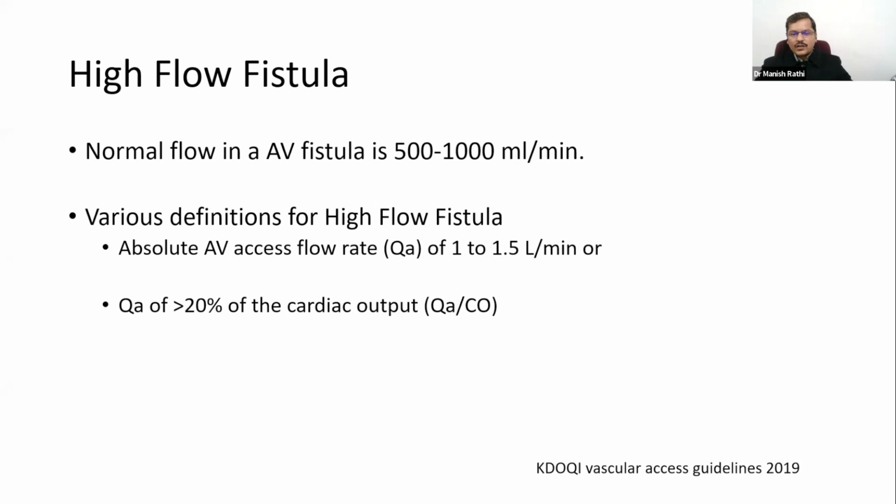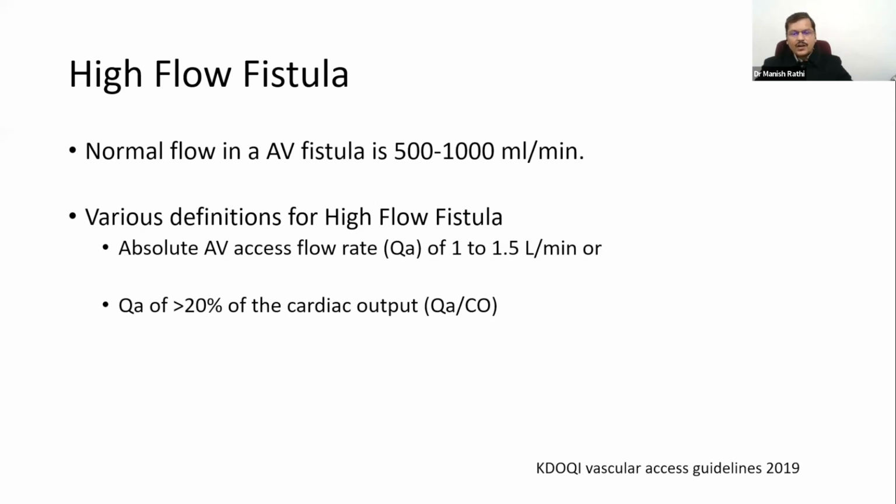Most often these kinds of definitions will be applicable to asymptomatic patients, where you are just doing surveillance or monitoring, and the patient will not have problems at these flow rates. The problems usually start when the flow goes beyond 2 liters, or somewhere around 2 to 2.5 liters or so.